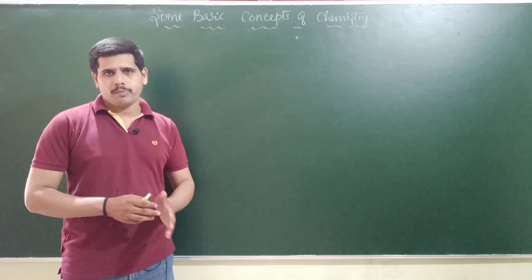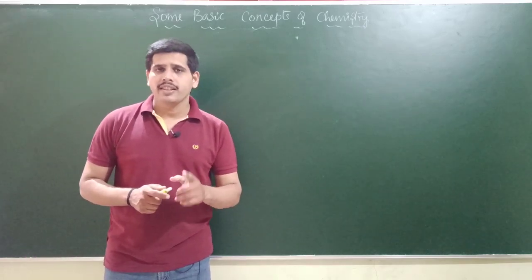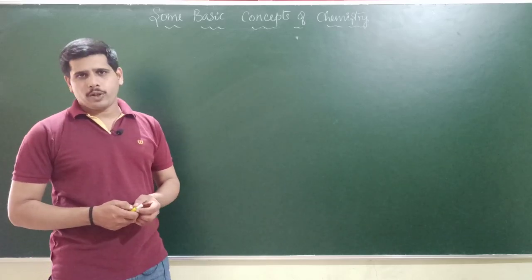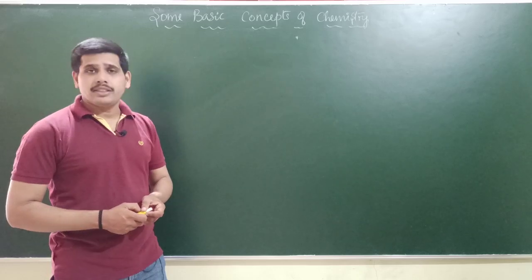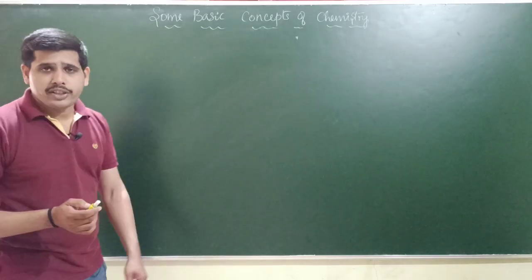How do we find the atomic masses? There are two methods for your kind information. One is average atomic mass, the other is relative atomic mass. We have solved one problem related to that also. Fine.